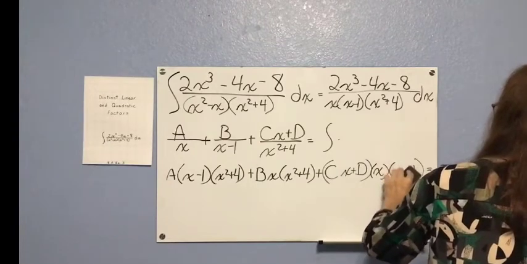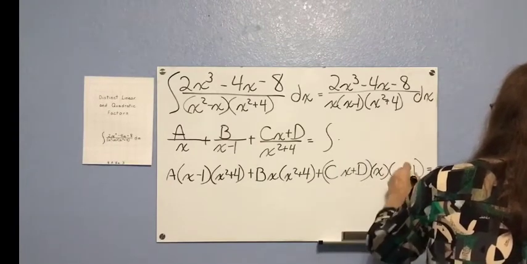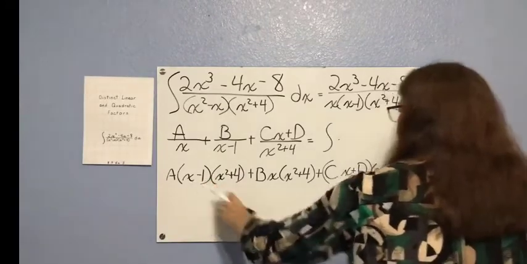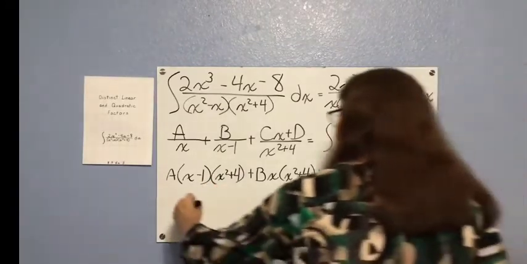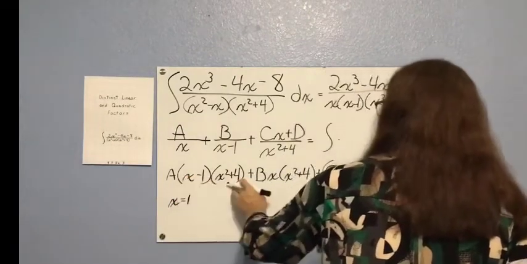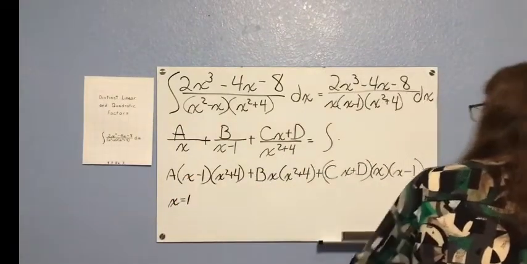And this should have been minus 1. If this is minus 1, this factor is here and here. So if I let x equal 1, this is all going to zero out. This is all going to zero out.